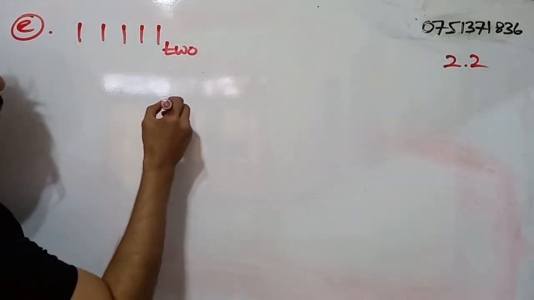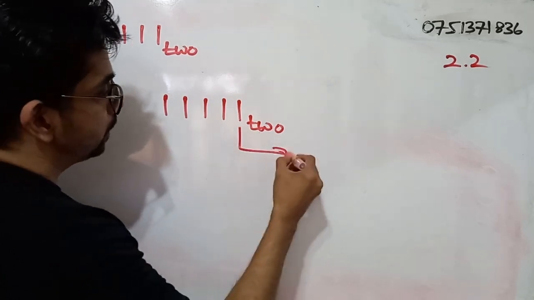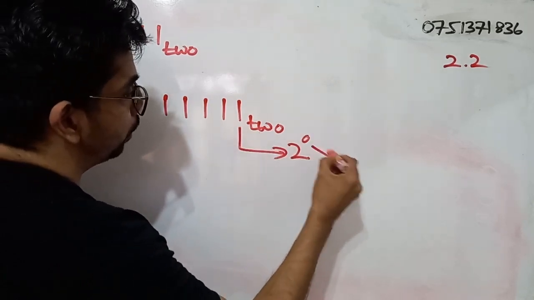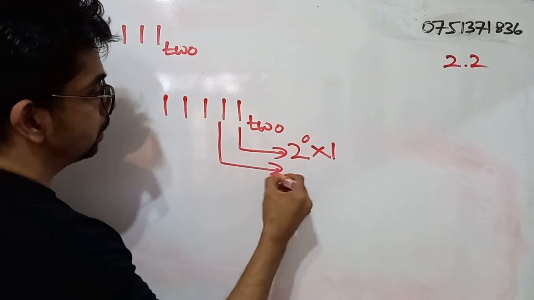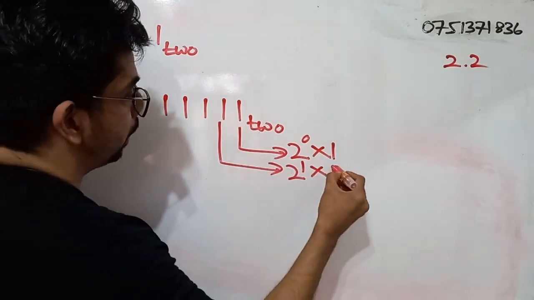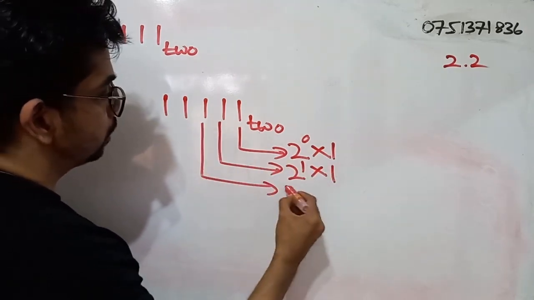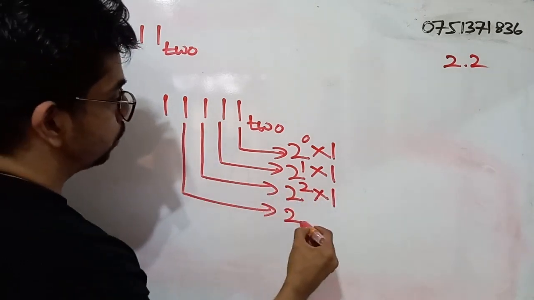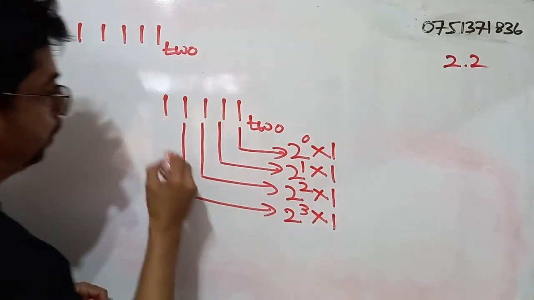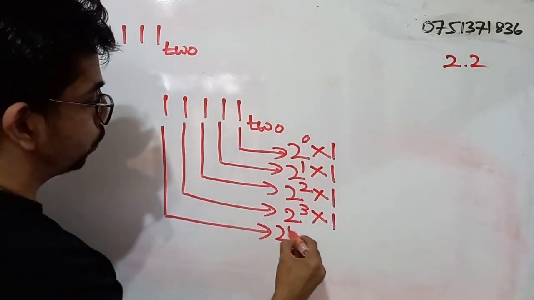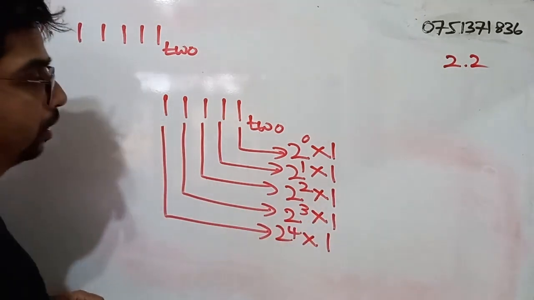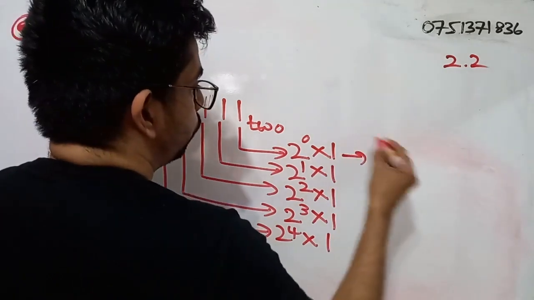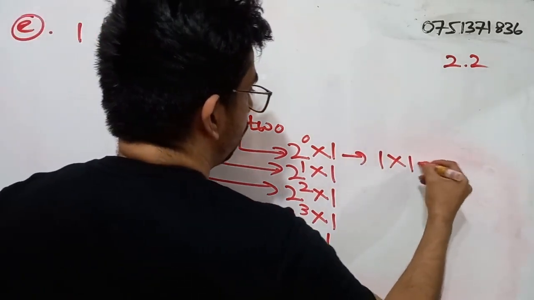So this is 2 to the power 0 into 1. This is 2 to the power 1 into 1. This is 2 to the power 2 into 1. This is 2 to the power 3 into 1. This is 2 to the power 4 into 1. Right? So 2 to the power 0, that is 1. 1 into 1, what do we get?